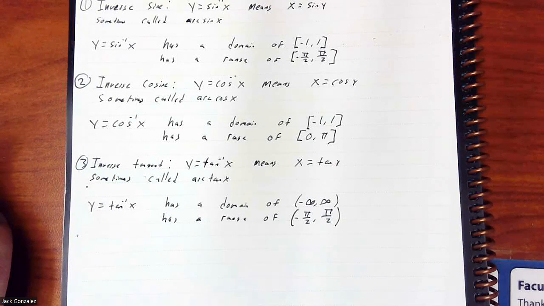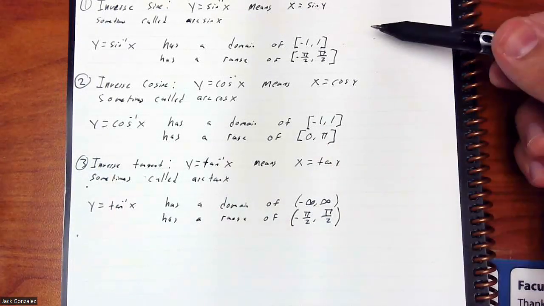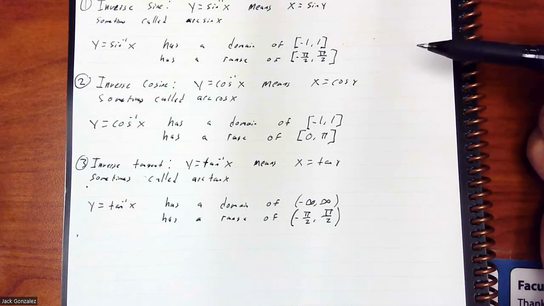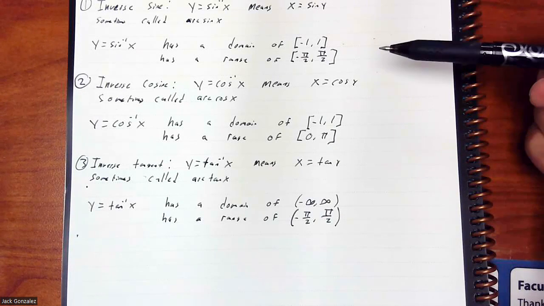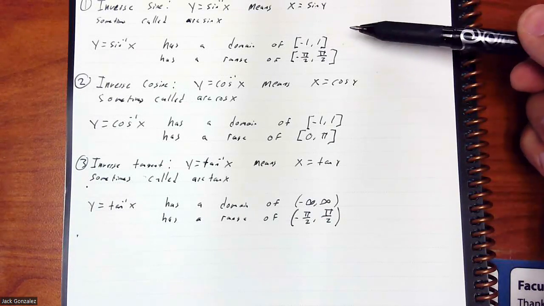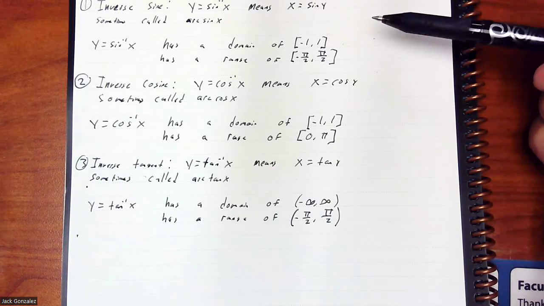So when you're using these, make sure you're within these values. If you're not in there, then it's undefined. So if they give you a question with sine inverse of some weirdo number that's outside of here, then it's undefined, okay?